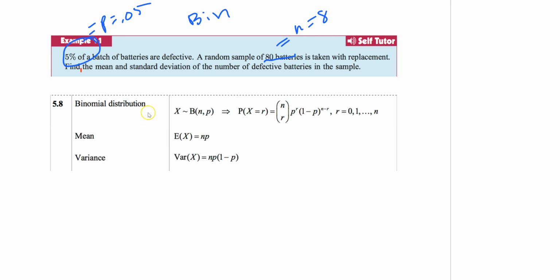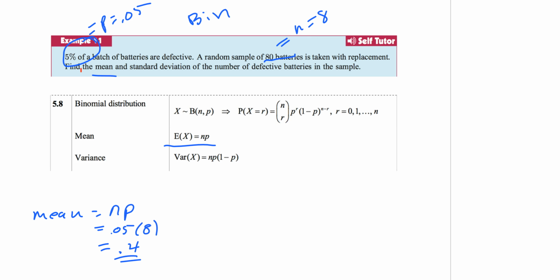Right? So now for this, they want the mean. That's this right here. So that part's easy. The mean is expected value, n times p, which in this case is going to be 0.05 times 80, which is 4. Now I want the standard deviation.